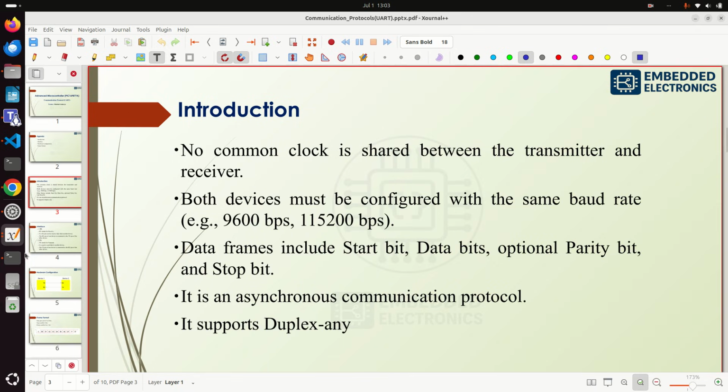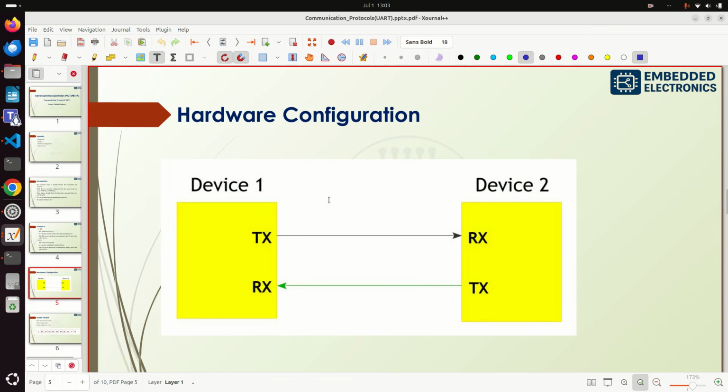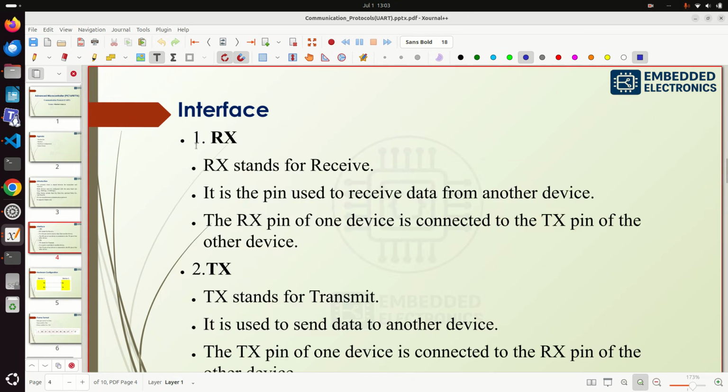So here you can see the hardware configuration. Here we have two lines: via one line we can transmit and via another line we can receive. These are the two interfaces, one is the receiver and one is the transmitter. RX stands for receive, so it is the pin used to receive the data from another device.